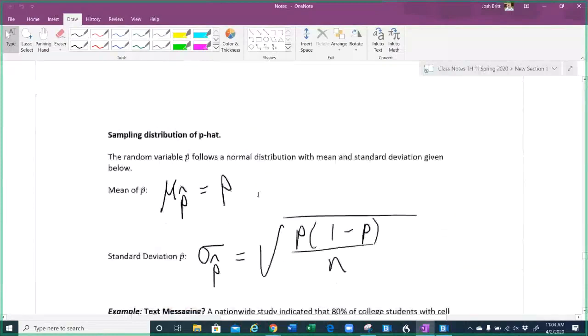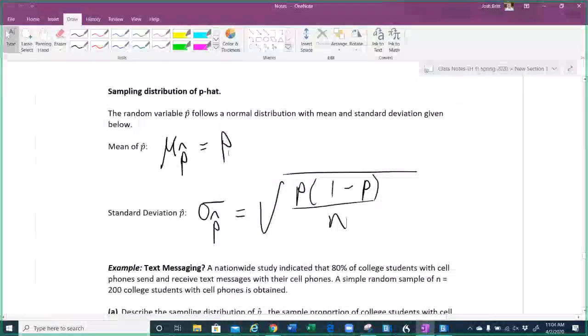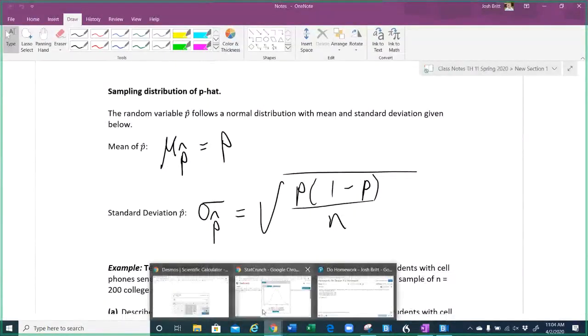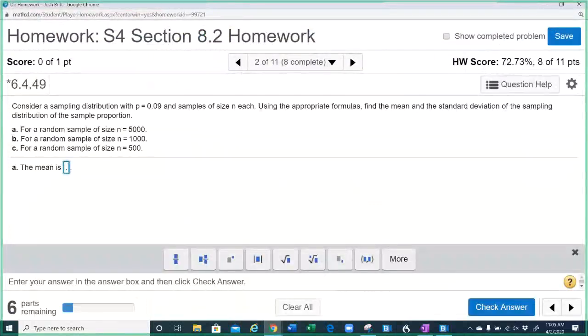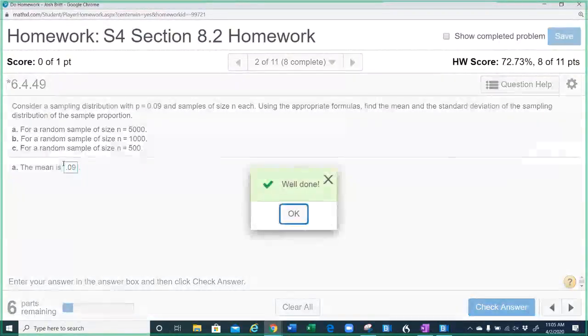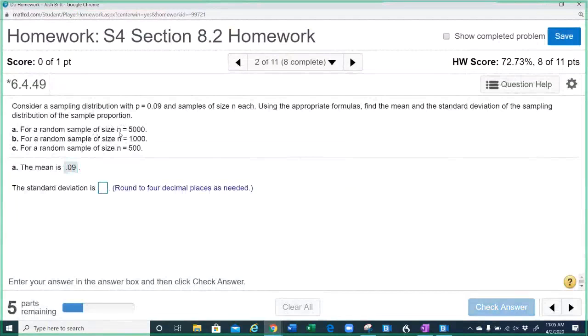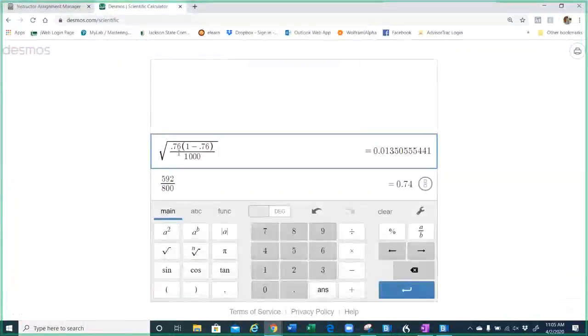So the mean for that distribution is p. Standard deviation is the square root of p(1 minus p) over n. And we'll start with the mean, 0.09. Sample size for part A is 5,000. So we're going to do 0.09 times 1 minus 0.09, divide by 1,000. Excuse me, 5,000. And we get 0.0040.